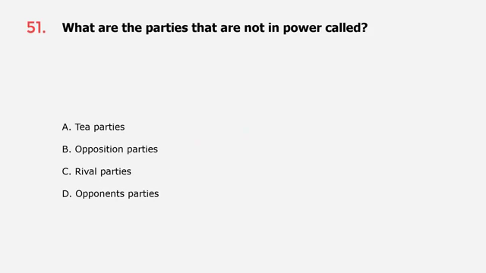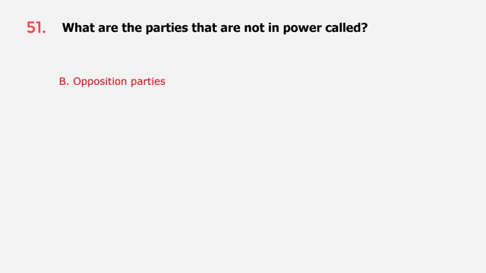Question 51. What are the parties that are not in power called? A. Tea parties. B. Opposition parties. C. Rival parties. D. Opponent parties. The answer is B. Opposition parties.